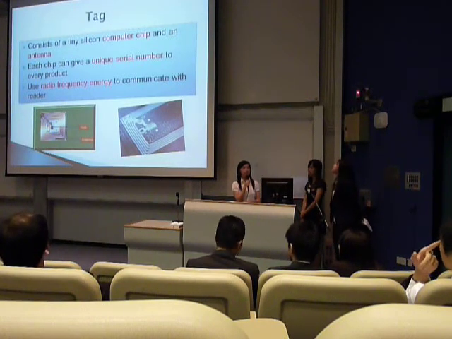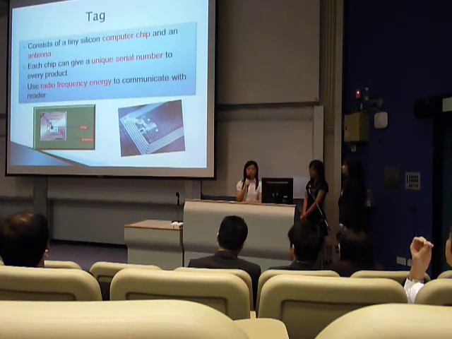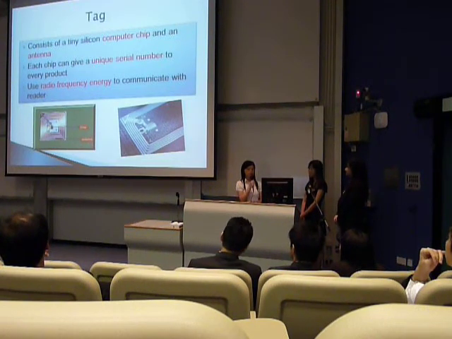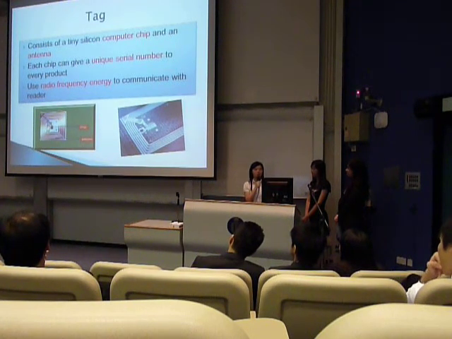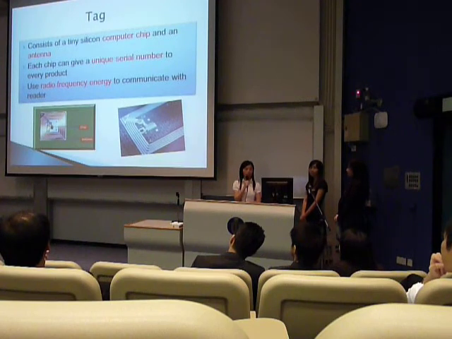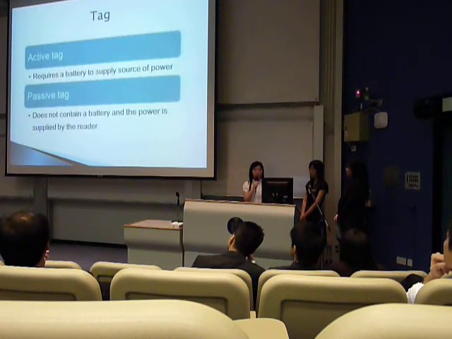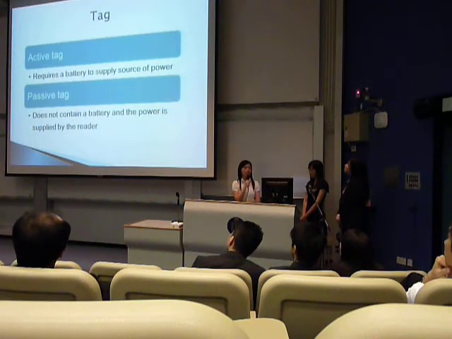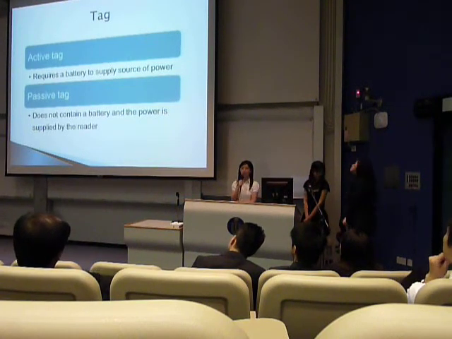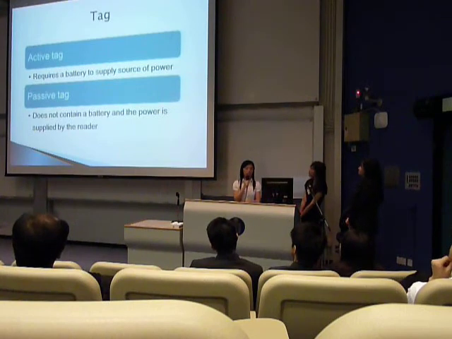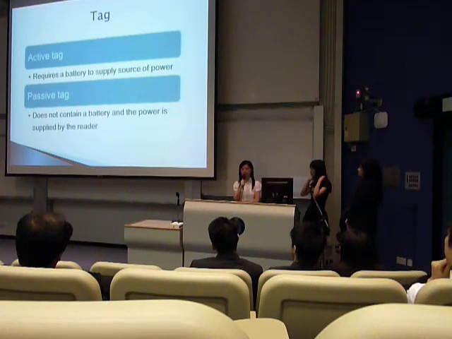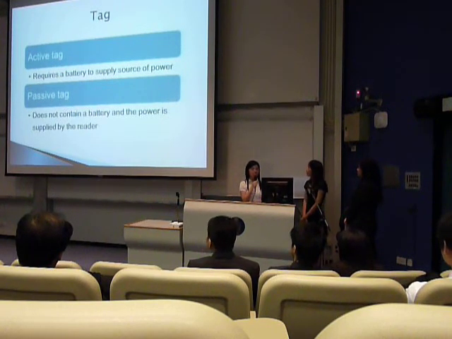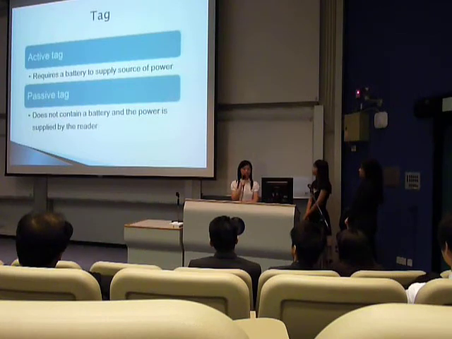What is a tag? A tag consists of a tiny silicon computer chip and also an antenna. Each chip is given a unique ID number for every product, and it uses radio frequency energy to communicate with the reader. So there are two types of tag. One is the active tag, and the other one is the passive tag. Active tag requires a battery to supply the source of power for the antenna and also the tag current. And the passive tag does not contain a battery, and the power is supplied by the reader.